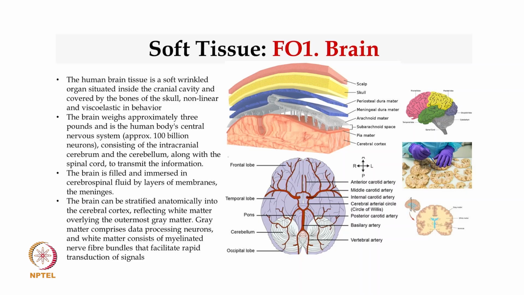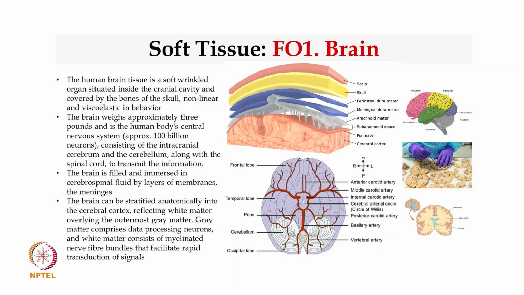So all the information within the brain is transmitted to the entire body through the spinal cord, and this is the main storage or the powerhouse of your system, right? The brain is filled and immersed in a fluid known as cerebrospinal fluid, by layers of membranes and meninges, right?